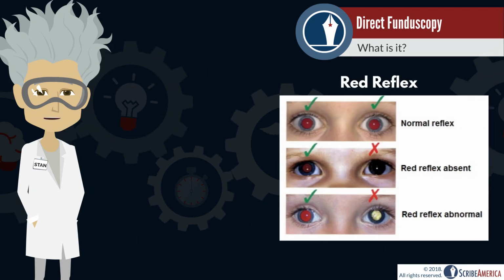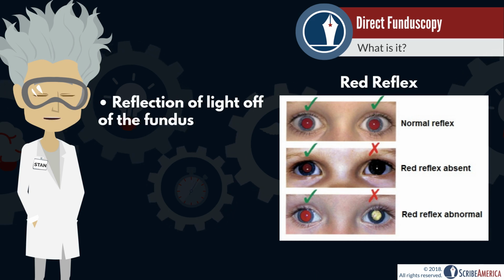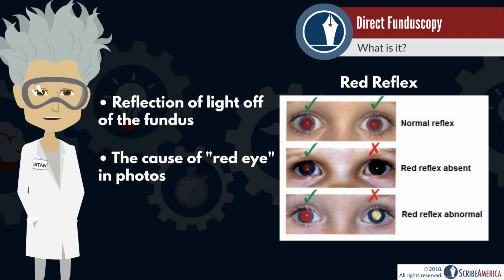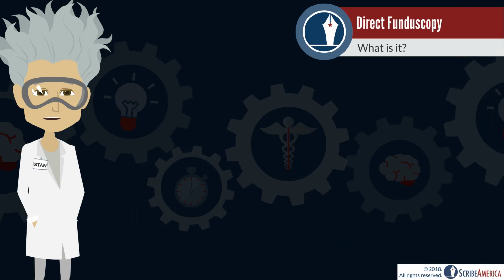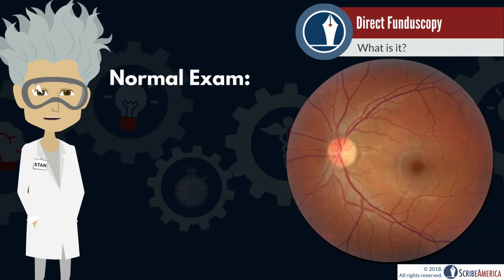The exam usually begins by examining the red reflex. This is the reddish-orange reflection of light from the fundus. Think of the red eye effect you see in some photos. If the light doesn't reflect properly, you'll see an asymmetrical or absent red reflex. After checking the red reflex, the physician will move the funduscope closer and will begin to examine the fundus.